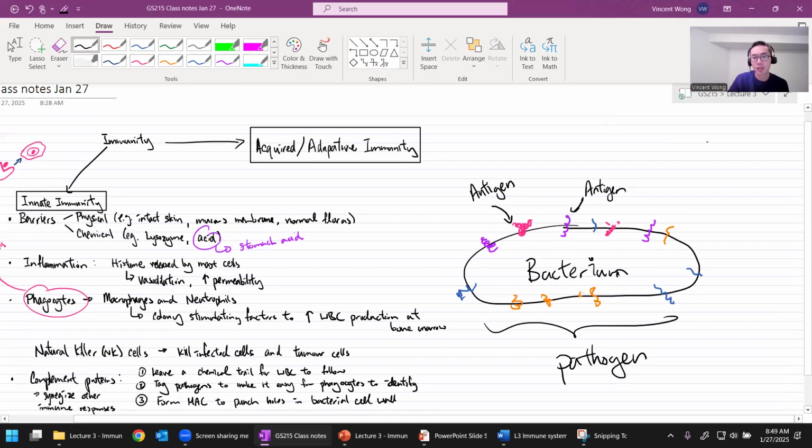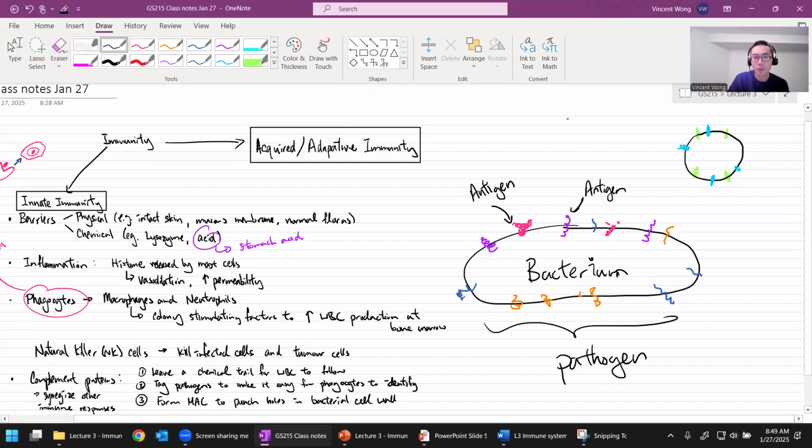Like your cell, this is your cell. Your cell might have your own antigens. You might have these little light blue things, whatever they are. You might have some green ones. Let's just keep it simple like that.